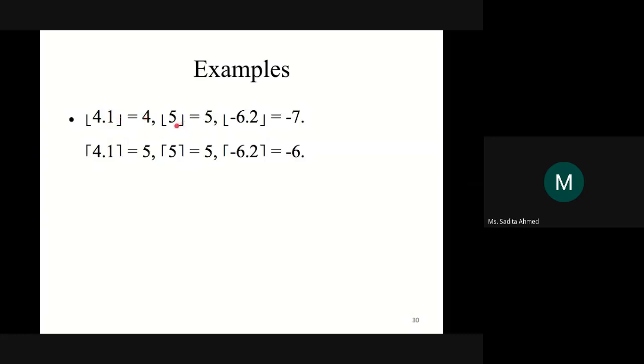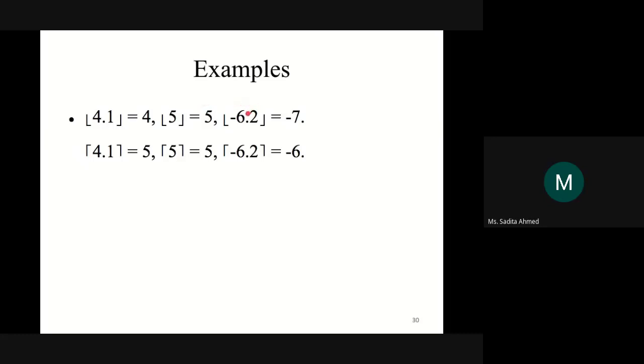The floor function applied on 5 is equivalent to 5. Why hasn't this changed? Can anybody tell me? Yes, it's correct. 5 is a real number, yes. All of these are real numbers, but 5 is an integer as well. 5 is already an integer, so you don't need to make any change at all.